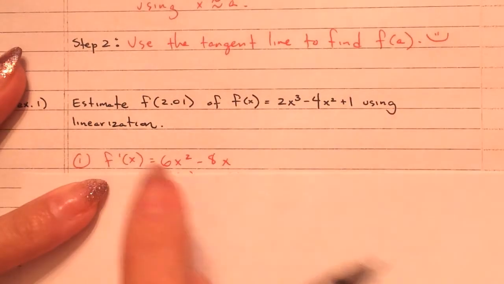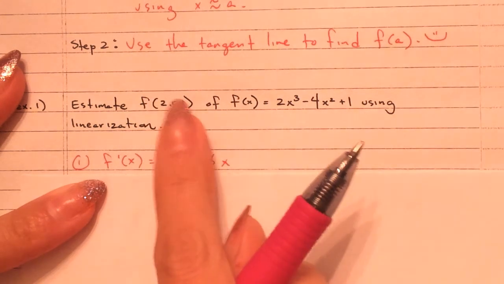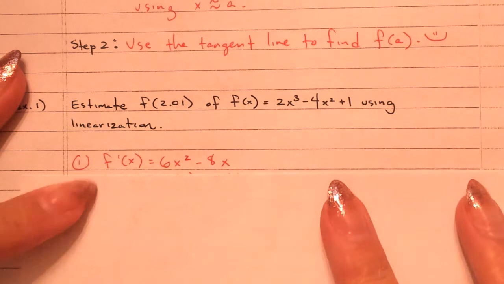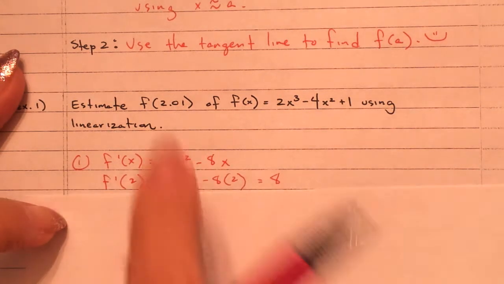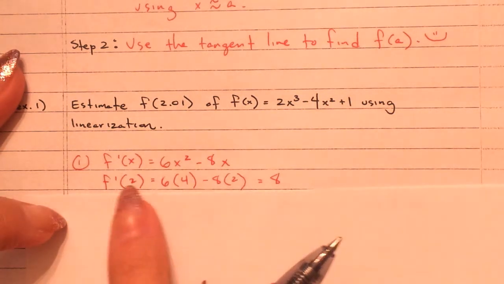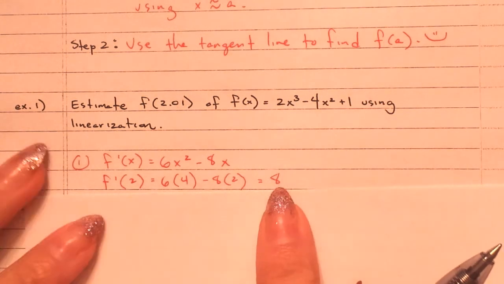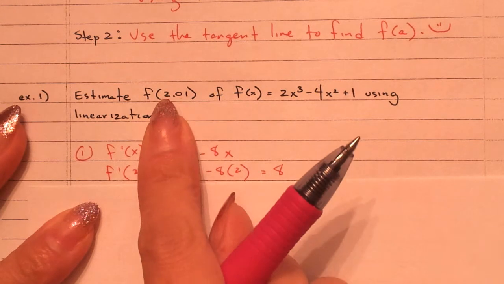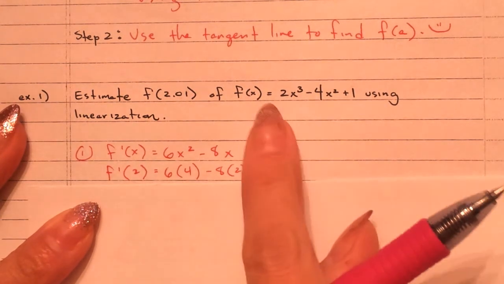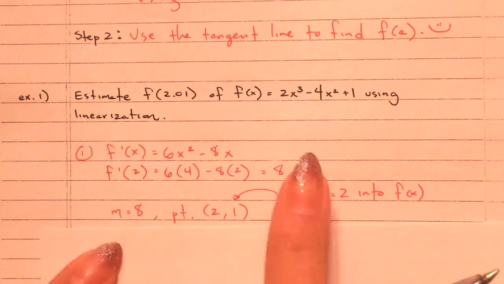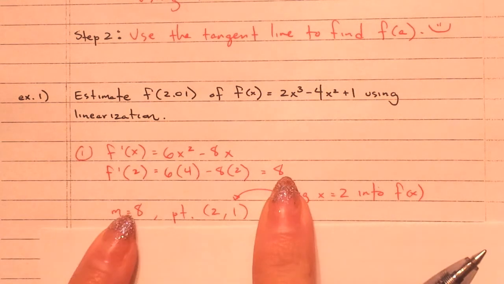To find the slope at 2.01, we want to approximate. We don't want to plug in 2.01. We want to plug in a 2, right? So you round down. That's really close to 2. So we get a slope at 2, the slope of the tangent line at 2. Now we take that 2 and plug it into the original, and we get a point. So you have a point and you have a slope.